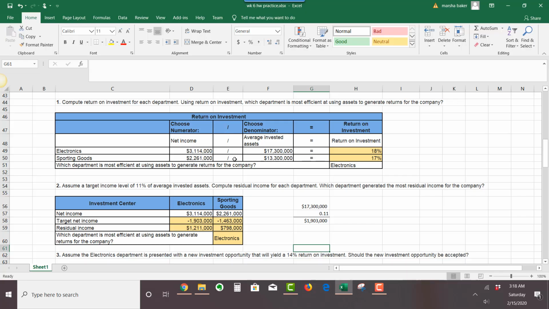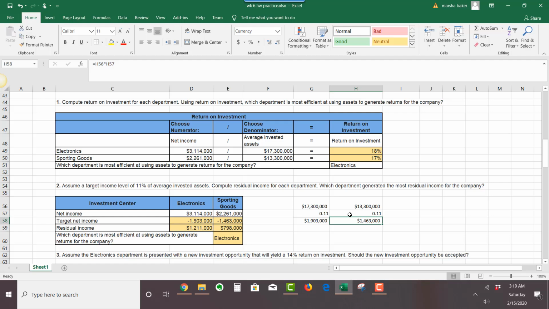And let's look at sporting goods. So we're going to take their net income of $2,261,000, and they're going to subtract out target income. So again, target income, let's just do that math. I'm going to go grab target income, 2,261,000 times, actually, did I just make a mistake? Absolutely. So while you were paying attention out there, you're probably going, no, don't use that number. You still use the 13 million number. So we need to use the average invested amount of 13.3 million times 0.11, which is 11%.